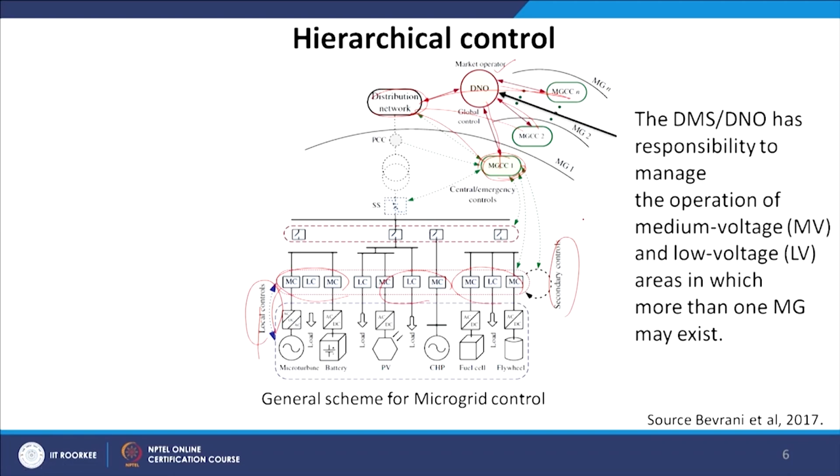Now, the distribution management system or the distribution network operator has the responsibility to manage the operation of medium voltage and low voltage areas in which more than one microgrid is connected. If you have a single microgrid, certainly there is a one-to-one communication, but if you have multiple microgrids, we have to utilize all the microgrids effectively, so that the DNO can manage all the microgrids effectively.